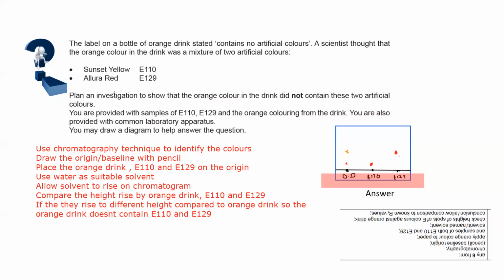Because our main investigation is that they did not contain these, we want to show that they are not present in it. And how can we show they are not there? The height through which the spot of the orange ring rises will be different as compared to the height of E110 and E129. Yes, Abdullah, sir, for us.